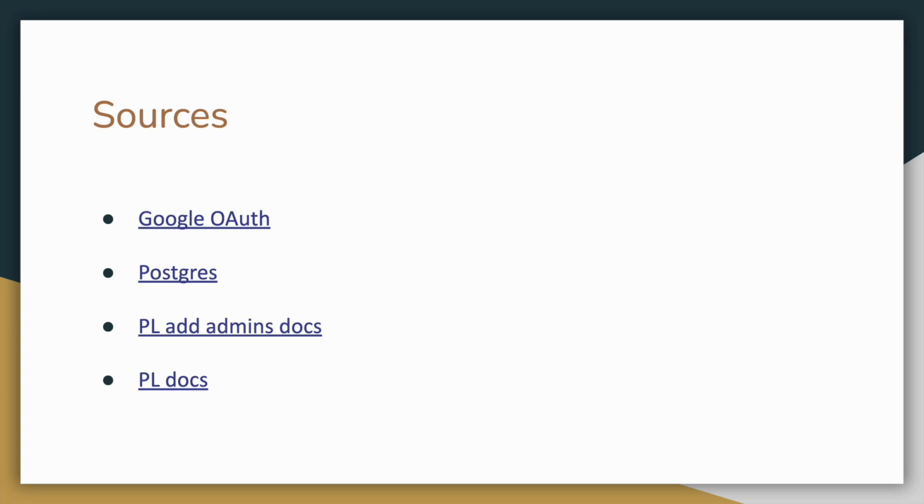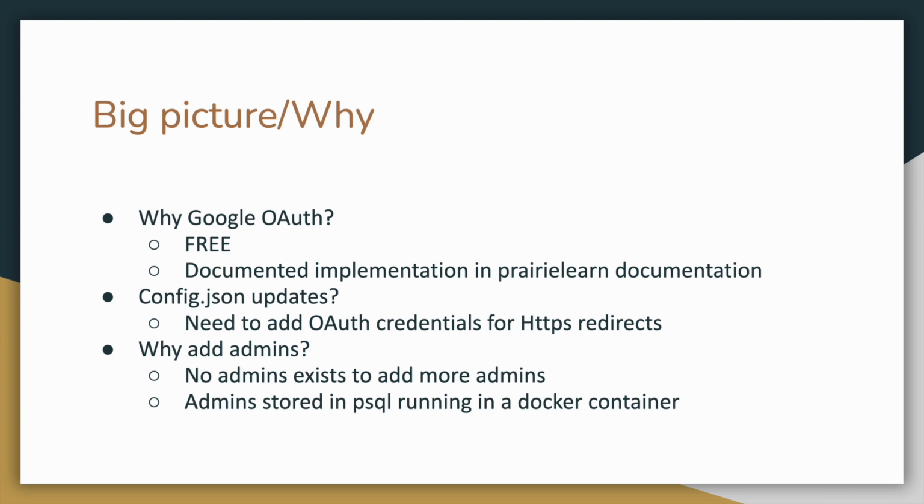I would highly recommend going to the Google OAuth docs to get an in-depth understanding of why we're using it, but I'll be going over it briefly here. So it's free, and there's a documented implementation in the PrairieLearn documentation. The PrairieLearn docs contain how to configure Google OAuth, so that's our best bet instead of going blindly into creating authentication for PrairieLearn. For the config.json updates, we just need to add the OAuth credentials for the HTTP redirects. And why admins? Because currently there are no admins on the PrairieLearn server.